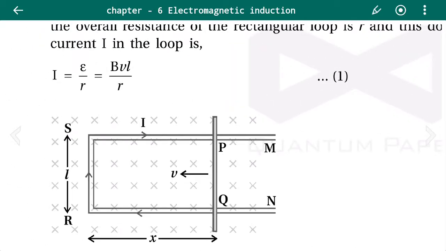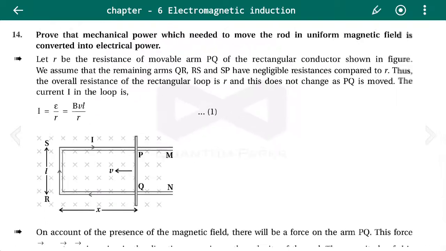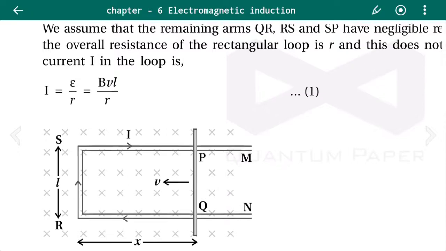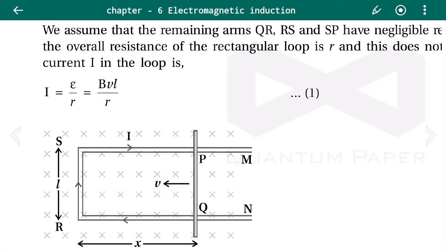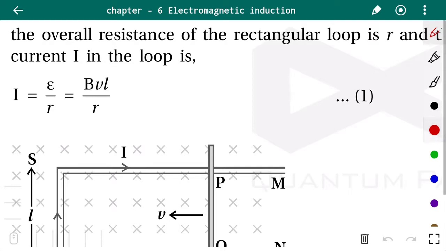So here the PQ rod is movable and it is moving with a constant speed, that is v, and the current passing through the loop, that is I, is equal to epsilon upon R. Here epsilon is nothing but the EMF, which is equal to BLv. So the equation becomes I equals BLv upon R.